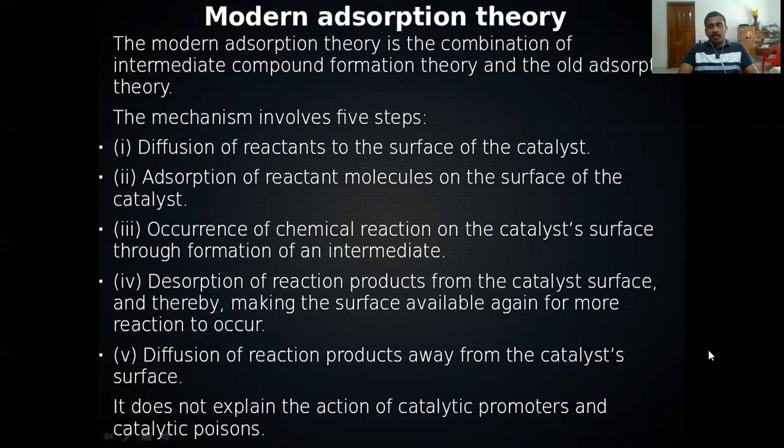Fourth, desorption of reaction products. So if it is adsorbed on the surface and if there is chemical reaction, what is the result of chemical reaction? That will be product. So in the next step, desorption of reaction products from the catalyst surface and thereby making the surface available again for more reaction to occur. So the products formed on the surface of the catalyst will be desorbed from the surface. And in the 5th step, that is the final step, diffusion of the reaction product away from the catalyst.